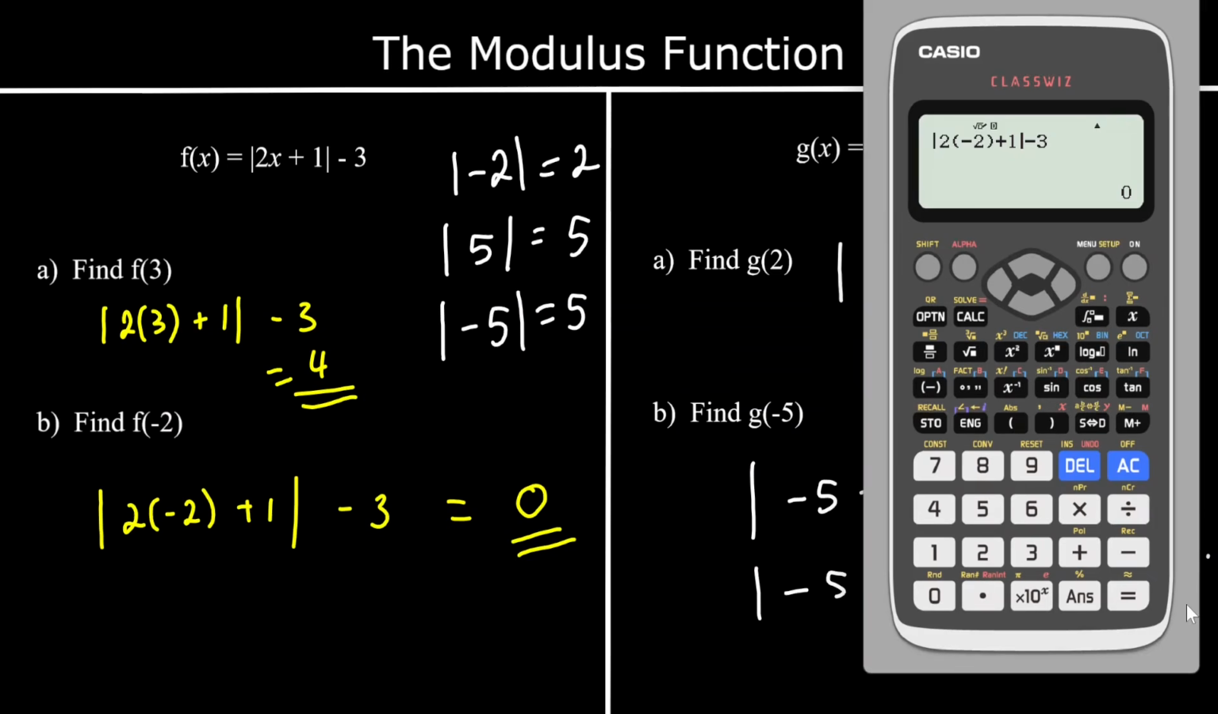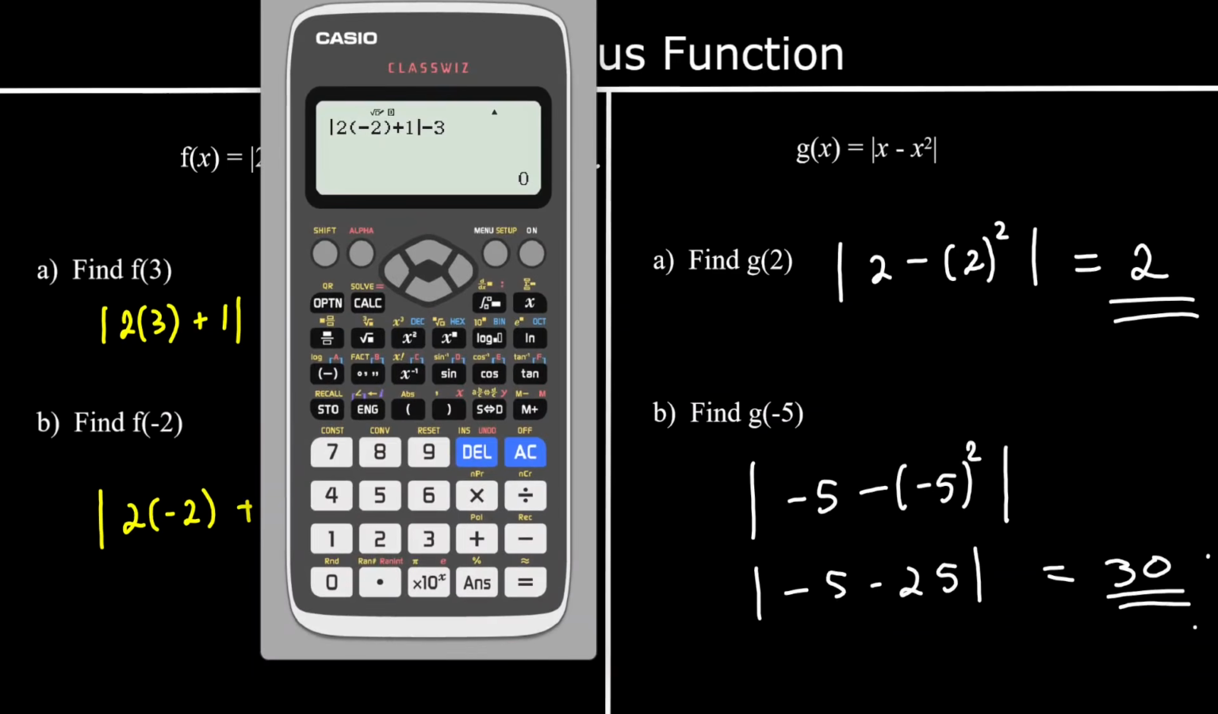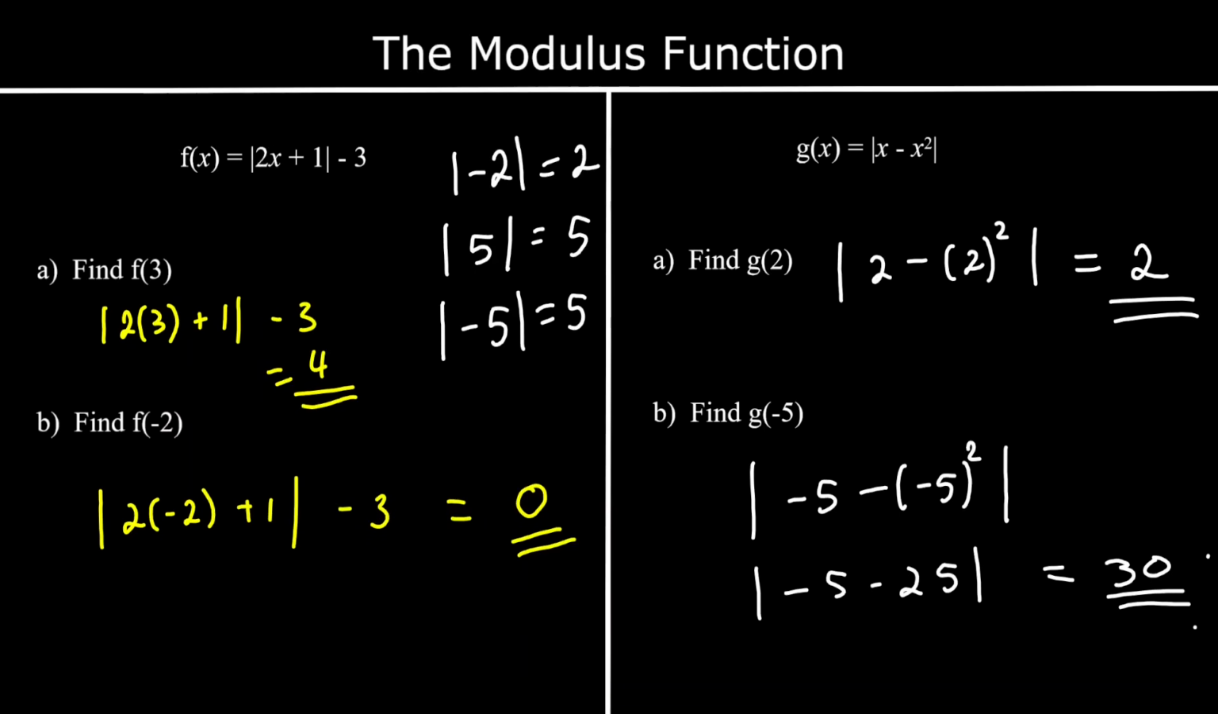And again, you can check on the calculator. So we had -5 take away -5 squared. So we get out a positive 30. The absolute value is just how big the number is, not the sign of it. We're not interested in the sign, just the size of the number.